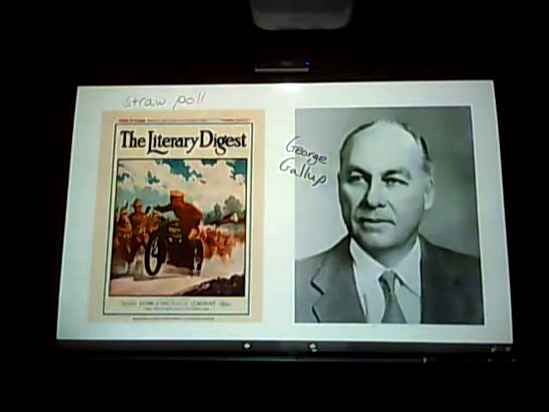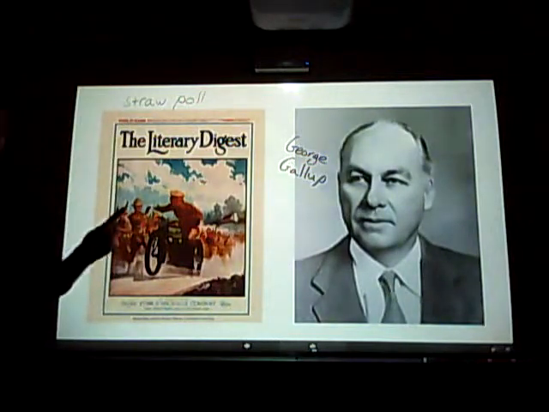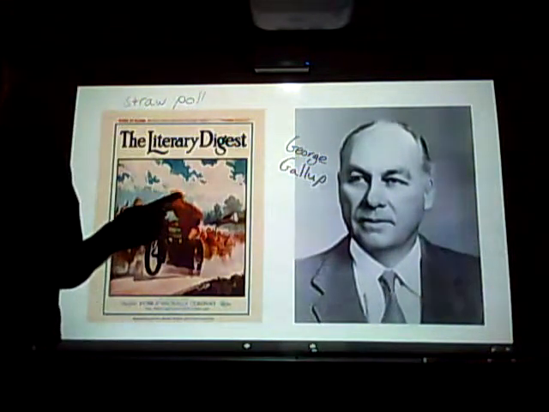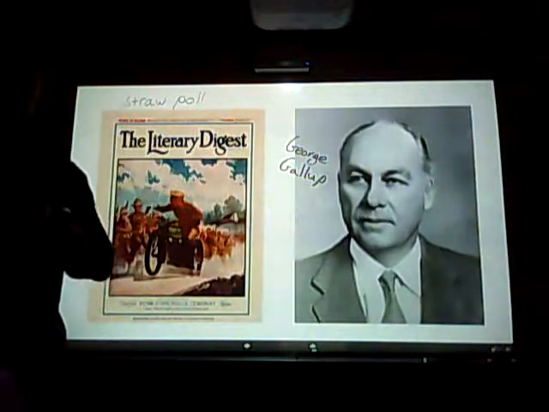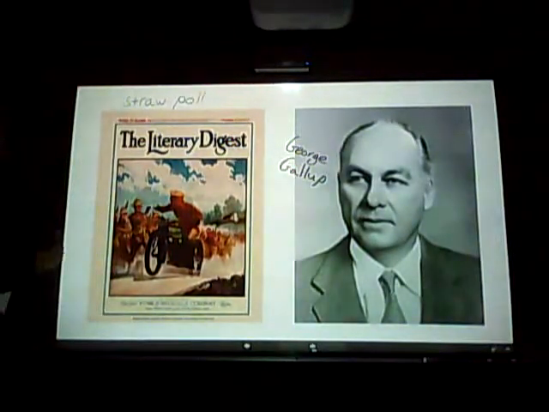And so Literary Digest uses its straw poll, and they come out and say, we predict that a guy named Alf Landon is going to win the election. Alf Landon is going to beat Franklin Roosevelt.